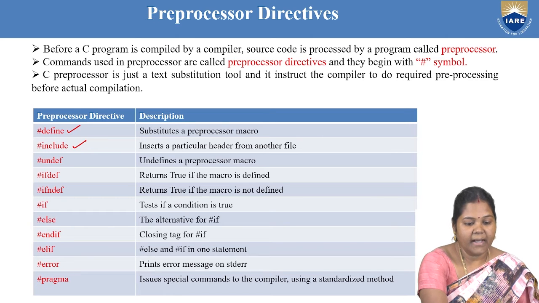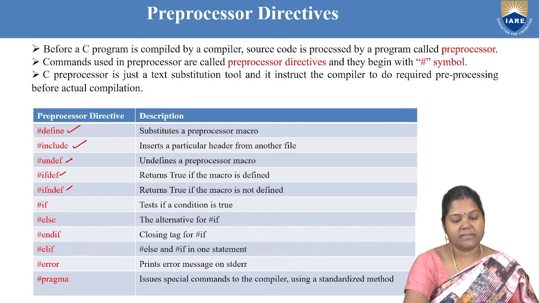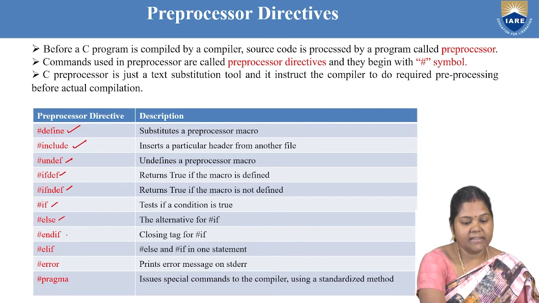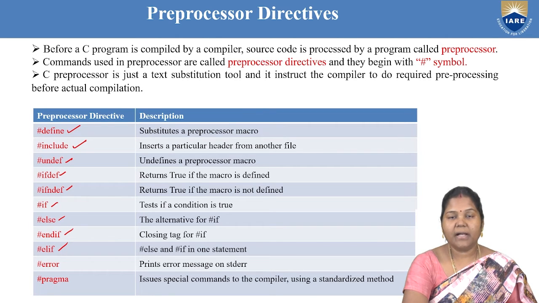The third group is hash ifdef, undef and endif. These are related to conditional compilation, like hash if, hash else, hash endif, hash elif. Hash undef is used to undefine a preprocessor macro. Similarly, hash ifndef returns true if a macro is not defined, and hash ifdef returns true if a macro is defined.